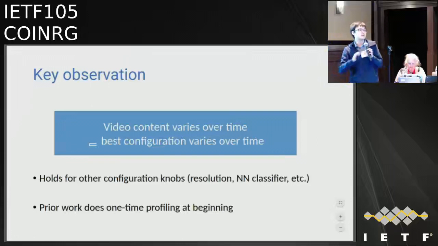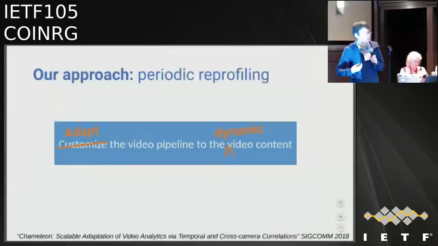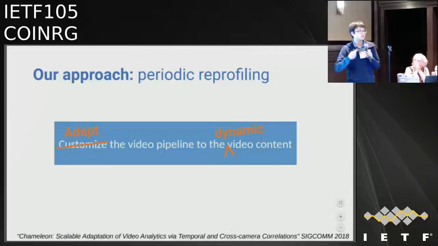Now, this is not just about frame rate. I'm just using frame rate as one example. Resolution and the underlying neural network classifier should also be changed depending on how frequently the content changes. All prior work has been doing so-called one-time profiling. They profile the video up front and then stick to the configuration they think is the best through the remainder of the video. What we're proposing in this recent work is that instead of just using one configuration that seems to be good, we should adapt the video pipeline over time to the dynamic video content. This is the new idea.